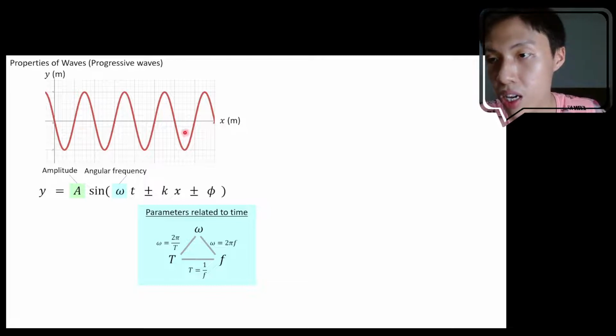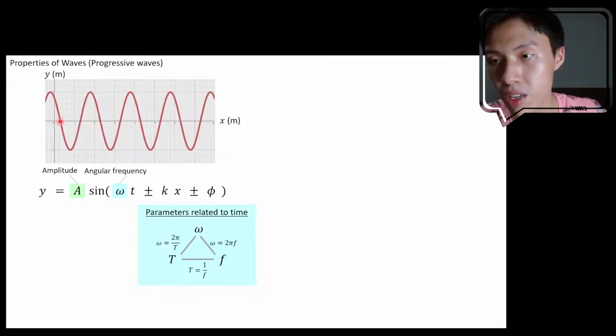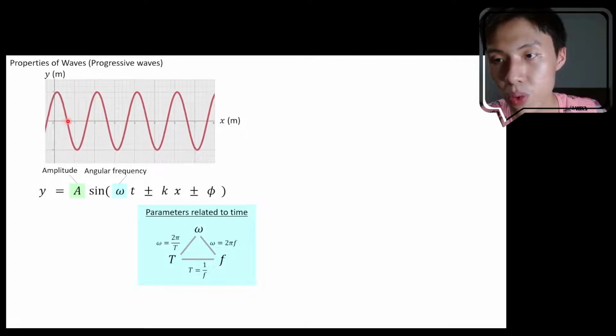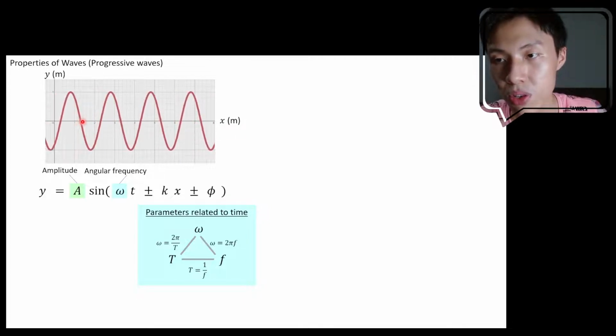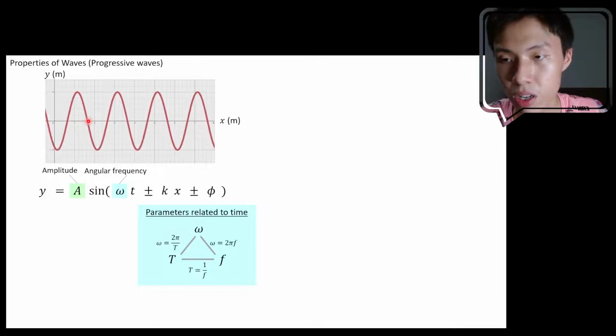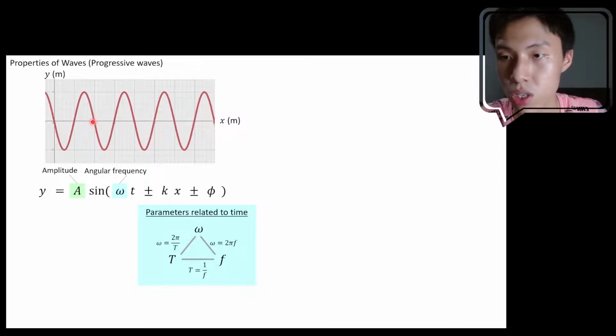If we keep track of this point over here, this is one wave cycle. We want the wave to move by one wave cycle. So let's keep track of this point. Let's start, we start the timer. The time is running, and we see this wave progressing. We want one wave cycle. It's almost there. We want to reach here. Then we stop.